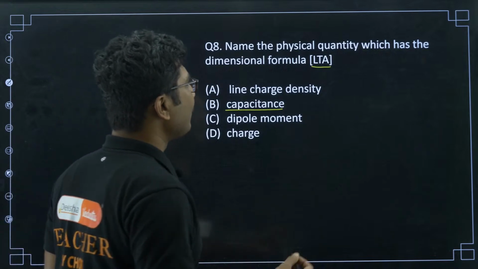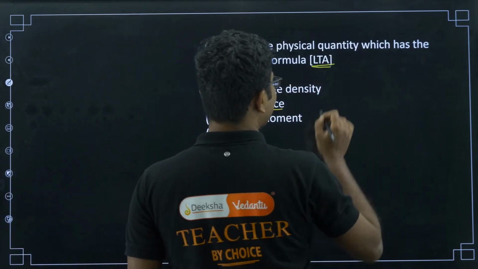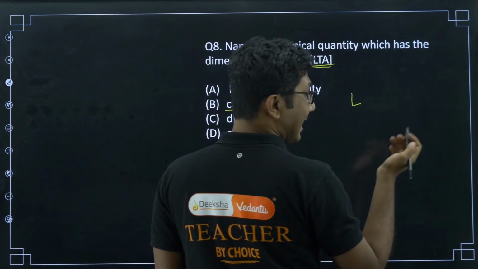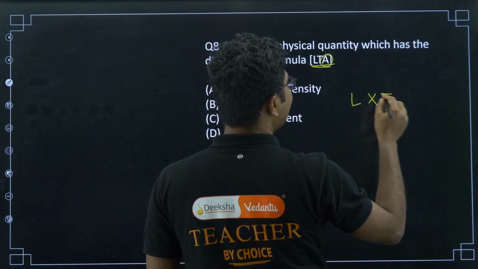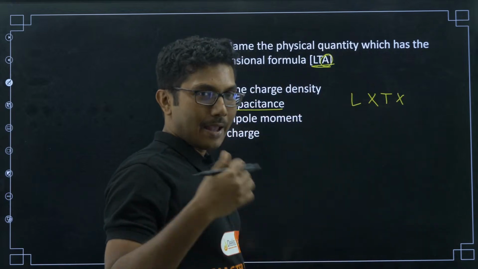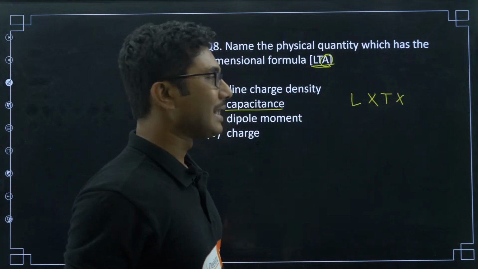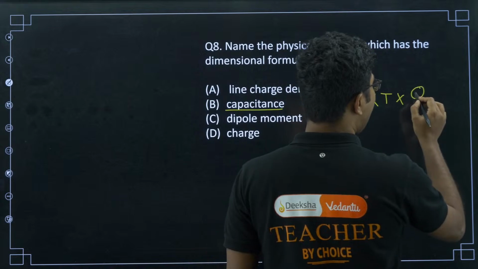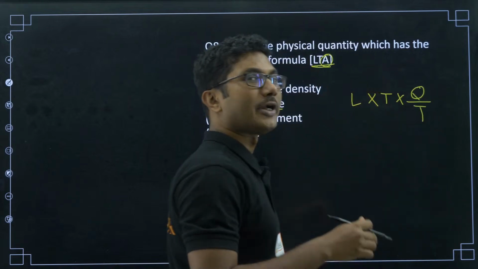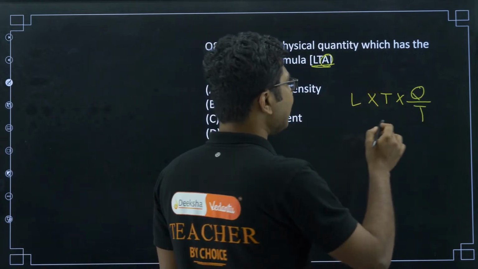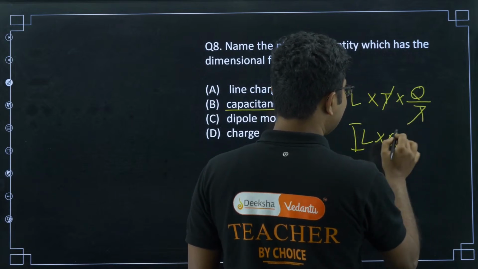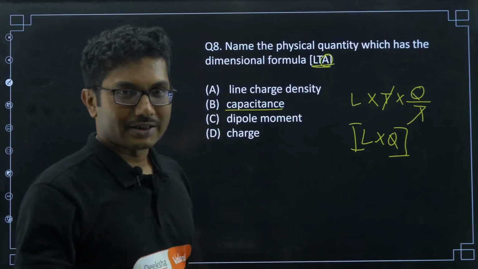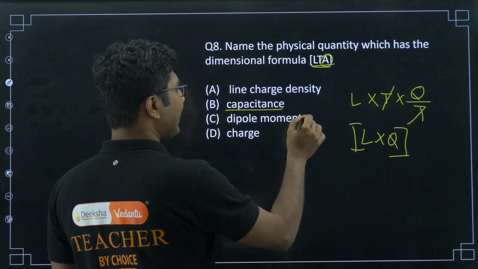In case you are confused, let us divide this quantity. L is length, unit of length, time is time. What is A? A is current, ampere. Current is nothing but charge divided by time, charge per unit time. So Q by T, T cancels, so L into Q. Distance into charge is only dipole moment.